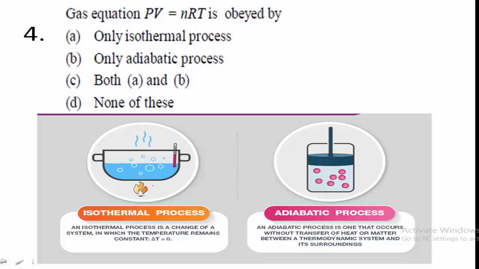If some system is maintained at 100 degrees Celsius, it will remain at 100 degrees Celsius only, and hence the temperature is constant, and that process is said to be isothermal process, where delta T, change in temperature, is 0. No change in temperature will take place. And adiabatic process means where there is no transfer of heat or matter between system and surroundings.